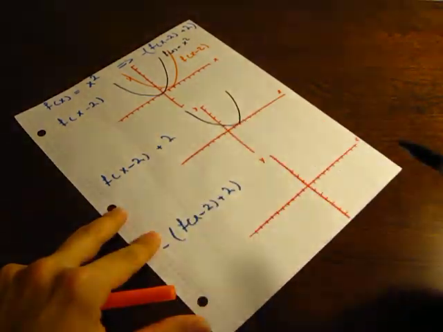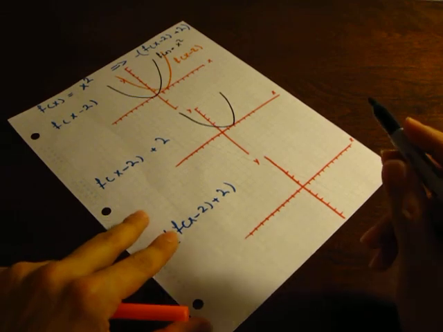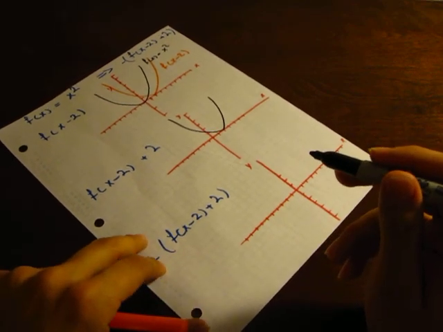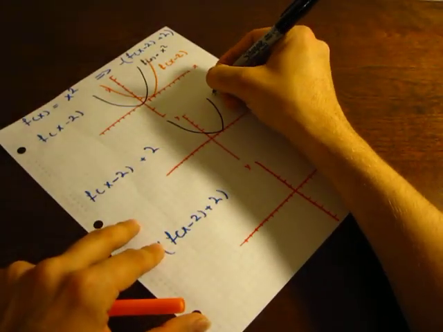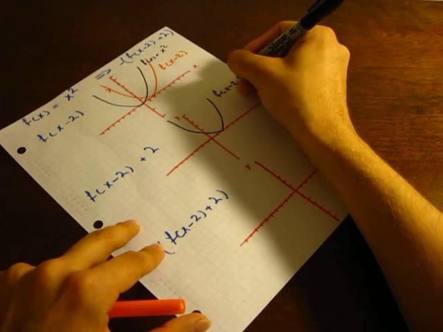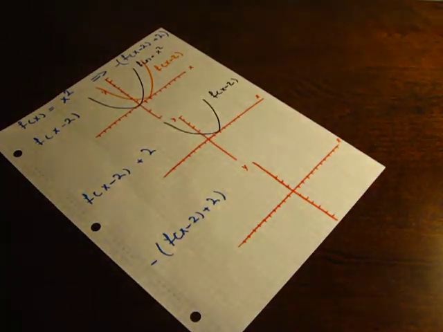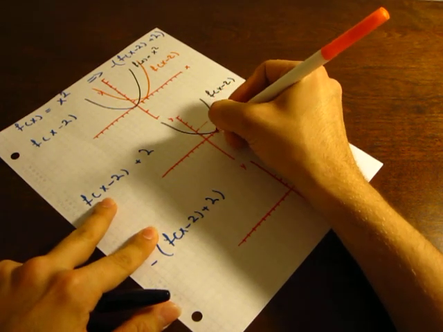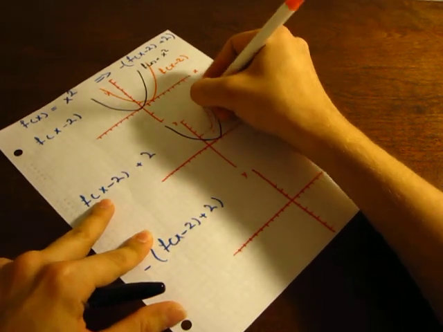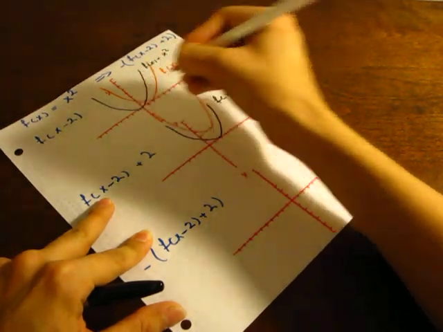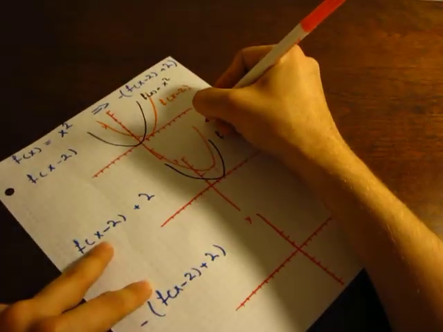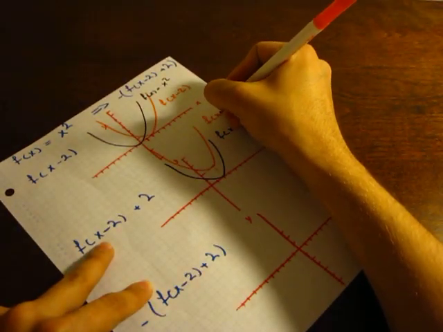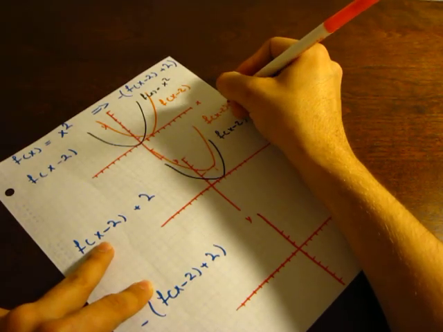Plus 2. What does it mean? I'm shifting my graph 2 units upward. Let's label this one first, f of x minus 2. So I'm shifting my graph 2 units upward, which is 1, 2. So this is my graph, f of x minus 2 and then plus 2.